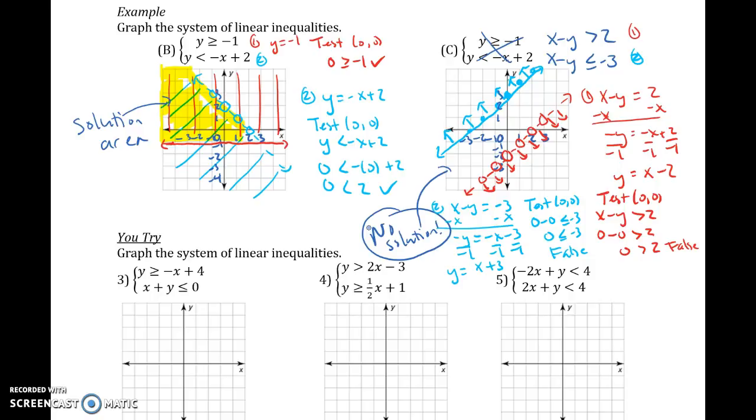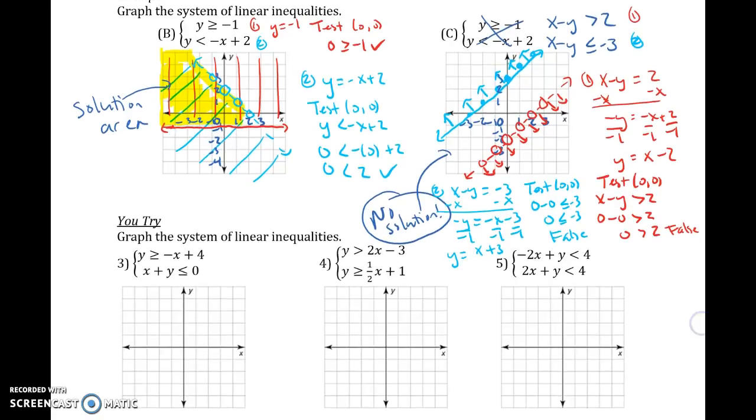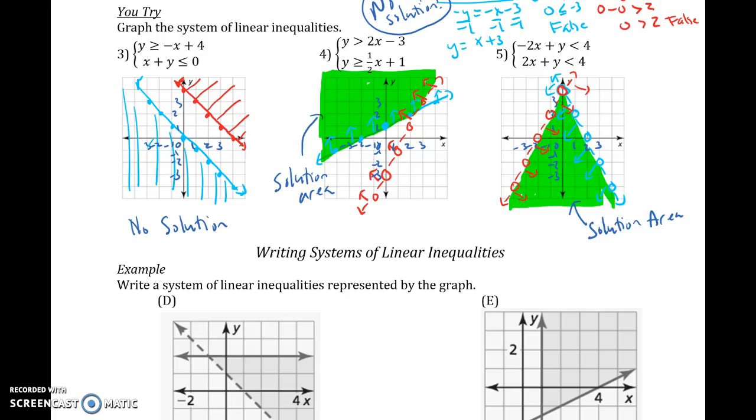Okay? So go ahead and try 3, 4, and 5. Graph your system and let's see, does it end up with no solution? Does it end up with a solution? And if it has a solution area, make sure you label it. Make sure you show me where that would be. Okay? All right, go ahead and check.